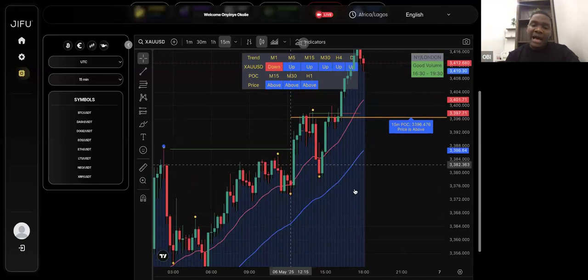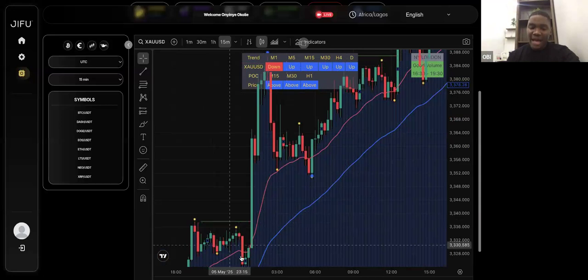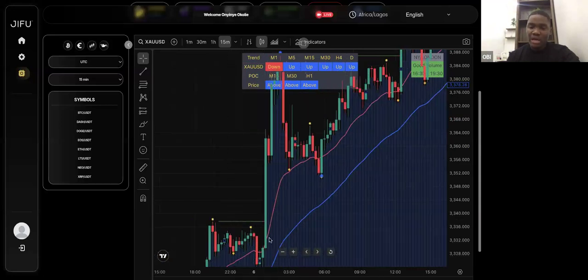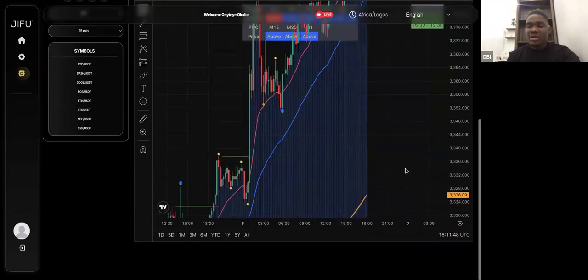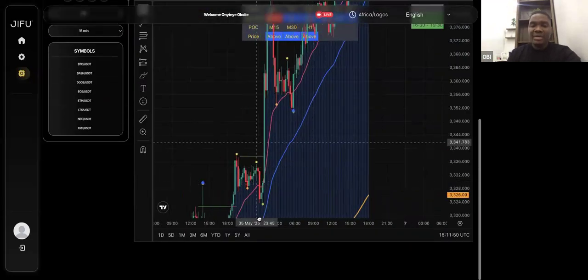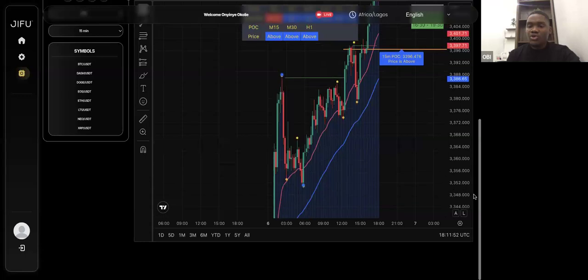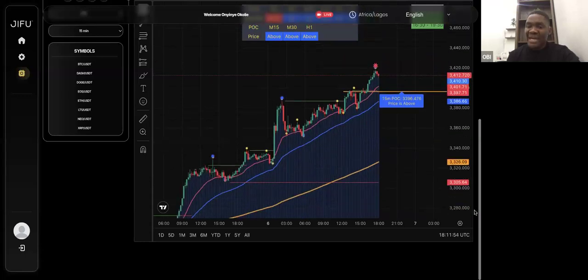Another thing we want to look at is our lines, otherwise known as our EMA lines. That's another thing we want to look at, right? And on trend wave, there are two main important lines. We have the red line and we have the blue line.